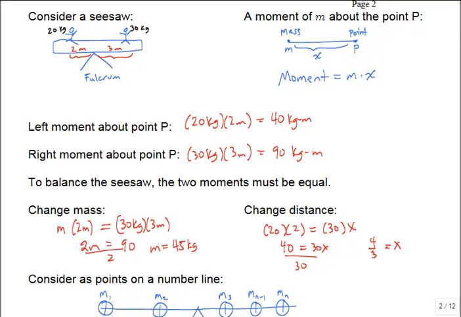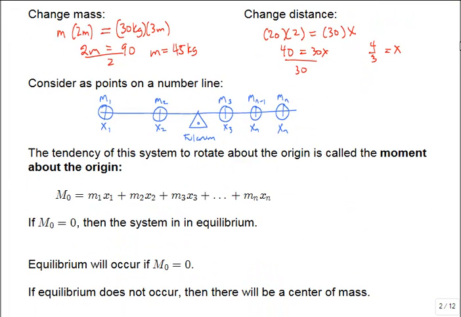Okay? So let's consider these as points on a number line. You could have many different masses at many different positions, and that fulcrum is sort of that center point. The tendency of this system to rotate about that fulcrum, which we typically think of as the origin, is called the moment about the origin.